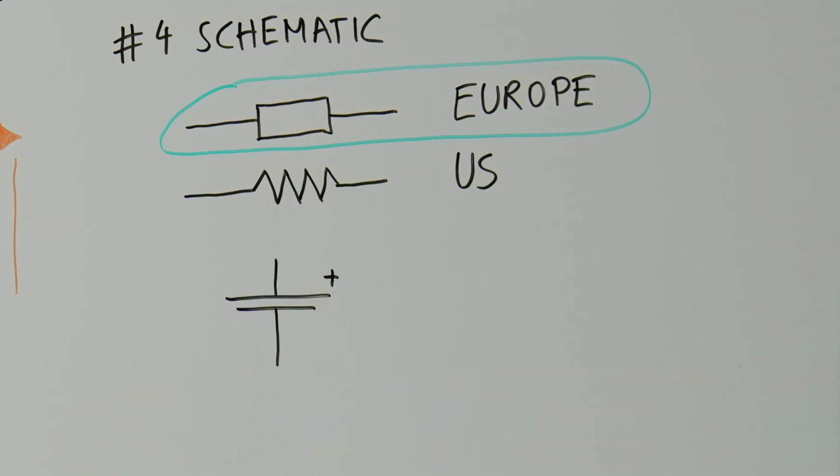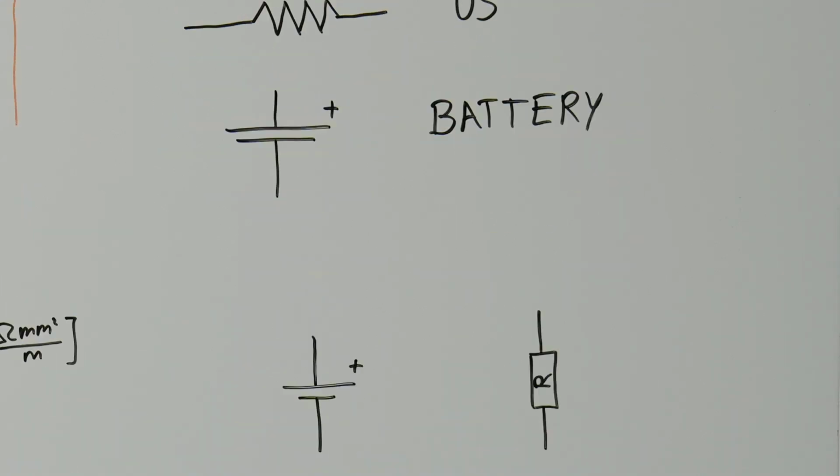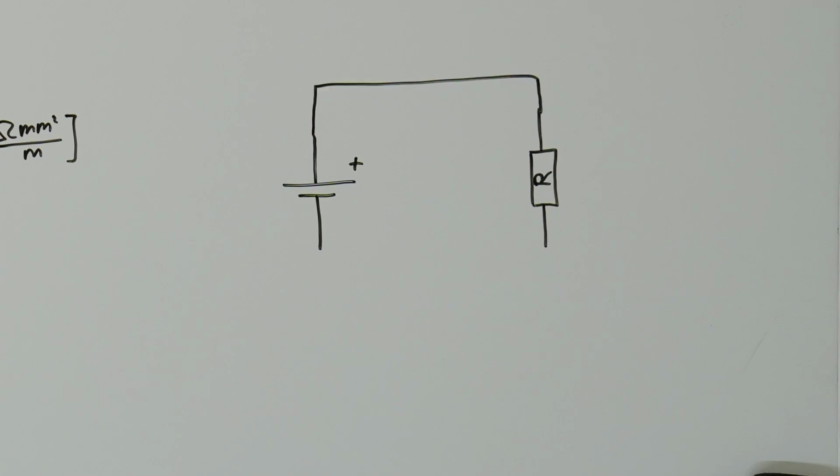Something that we will need in every schematic is the voltage source. Usually a standard battery is represented by this symbol, where the longer line represents the plus pole. We connect different components by drawing lines between them. Just like that, we set up our first schematic of a resistor powered by a battery. Let's calculate the current in the circuit.